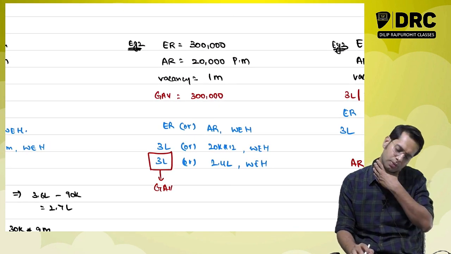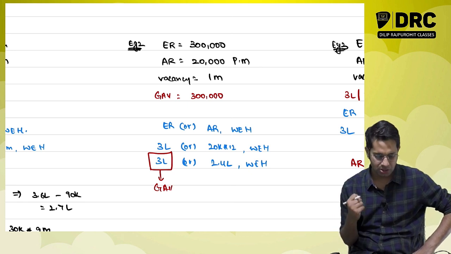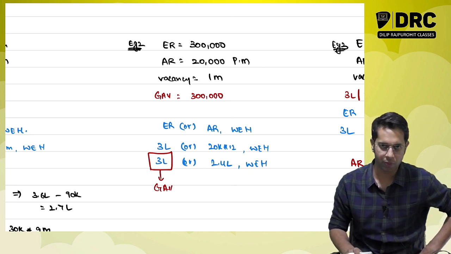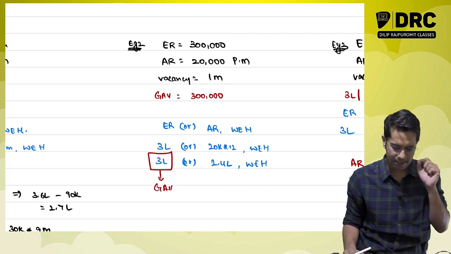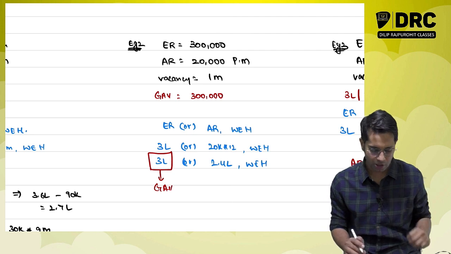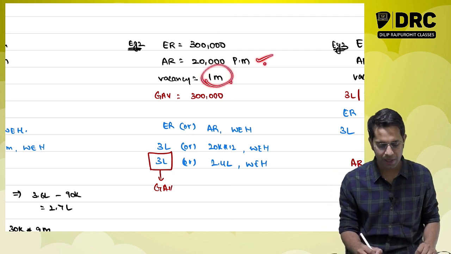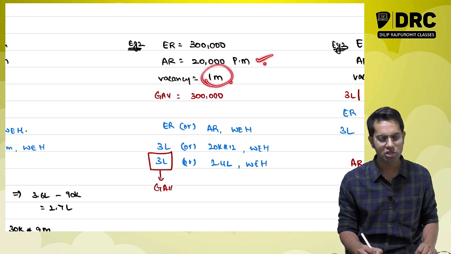Example number 2. Your expected rent is 3 lakh rupees. What is your expected rent? Your expected rent is 3 lakh rupees. Actual rent is how much? Actual rent is 20,000 rupees per month, and your vacancy period is 1 month. What is your gross annual value?